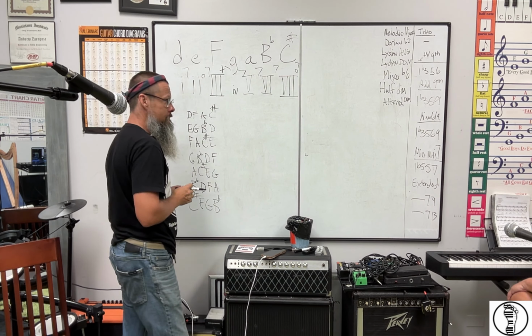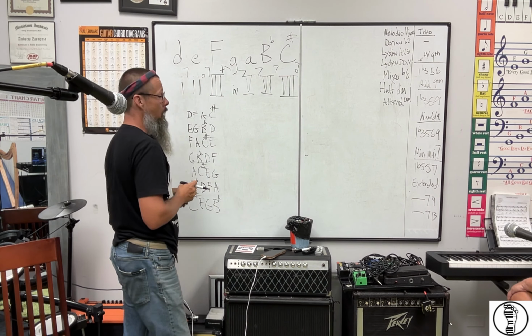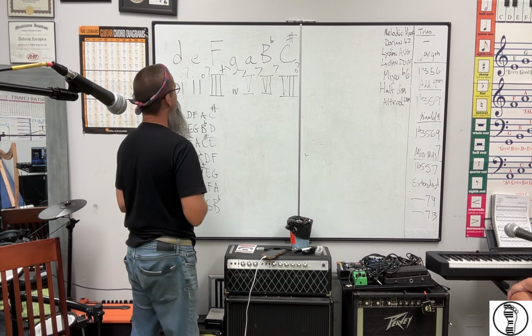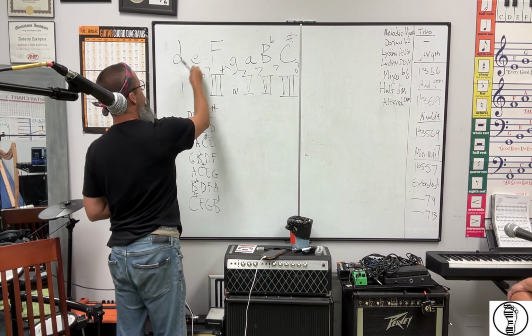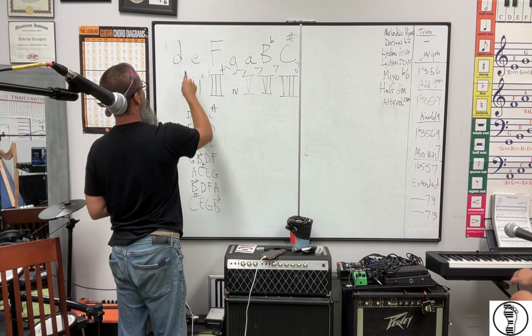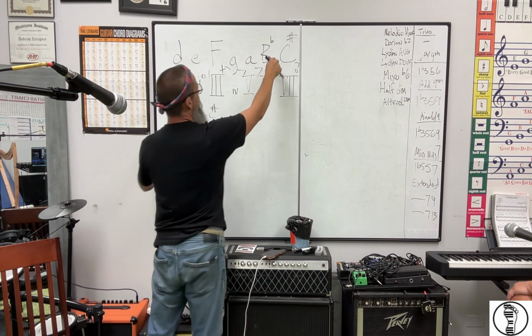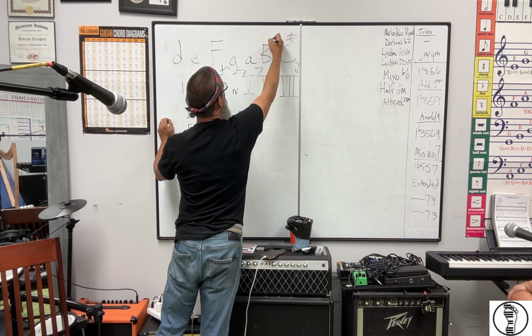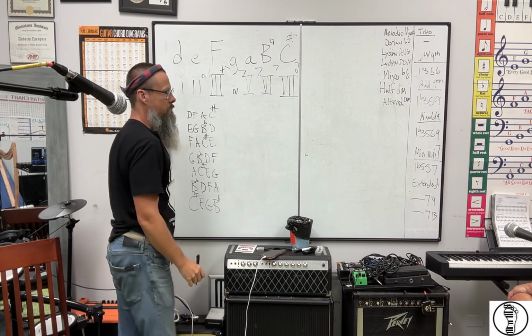Wait, no, it's melodic, right? So what does this change? Wait, so minor, does it change the 3rd or the 6th? Well, it would change that 6th portion, wouldn't it? So our B flat now becomes a B natural.